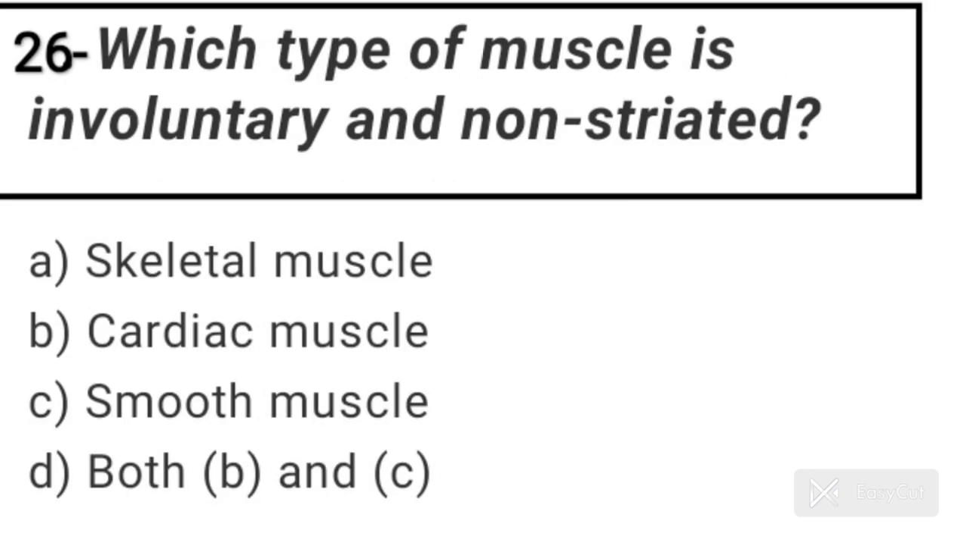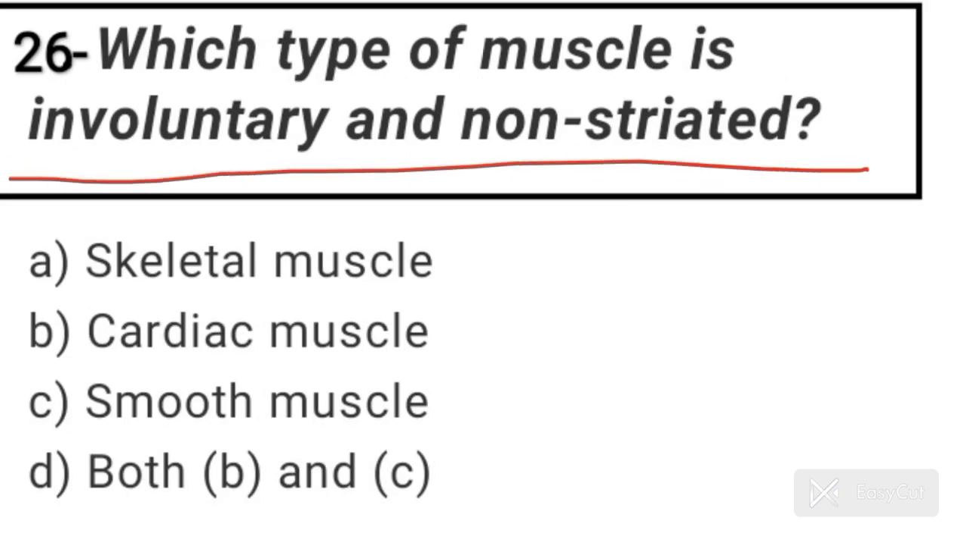Question number 26. Which type of muscle is involuntary and non-striated? Option C is correct here. Is smooth muscle, non-striated muscle. Their activities are not under the voluntary control of the nervous system and are therefore known as involuntary muscles. They assist, for example, in the transportation of food through the digestive tract, transportation of gametes through the genital tract.